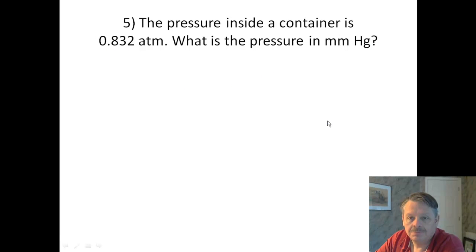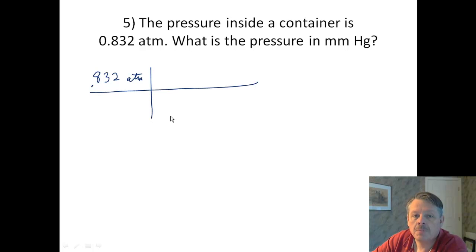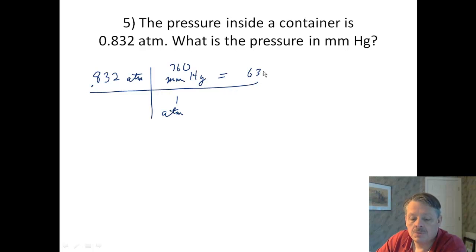All right, how about my next one? The pressure inside a container is 0.832 atmospheres, and I want to convert to millimeters of mercury. Can I convert from atmospheres to millimeters of mercury? I certainly can. 1 atmosphere is 760 millimeters of mercury. I do the math, I come up with 632.32, and so on, which I now have to round to 3 sig figs, so it's 632 millimeters of mercury.